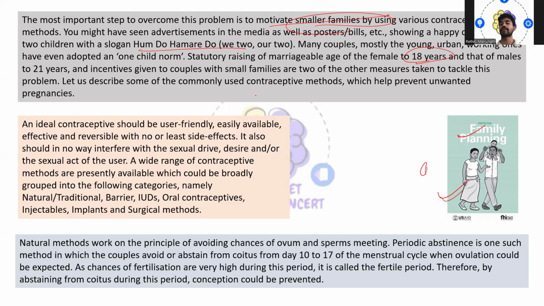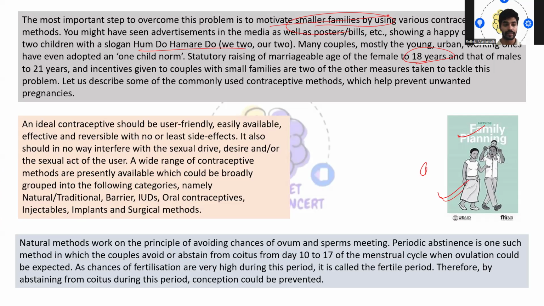Then, giving couples proper small family planning guidance, and what measures to take if they are facing issues, by describing to them the advantages of having smaller family planning, and describing some of the commonly used contraceptive methods which help them prevent unplanned pregnancy also.